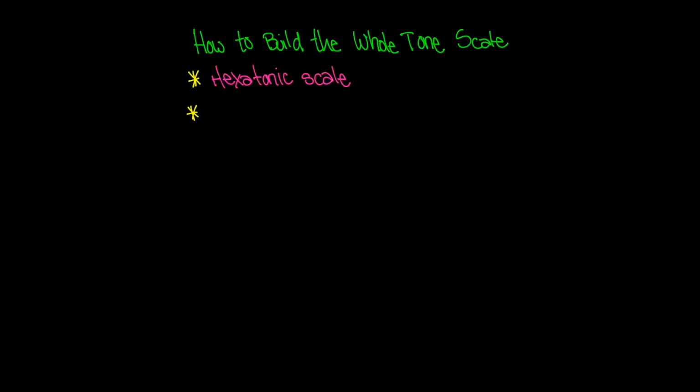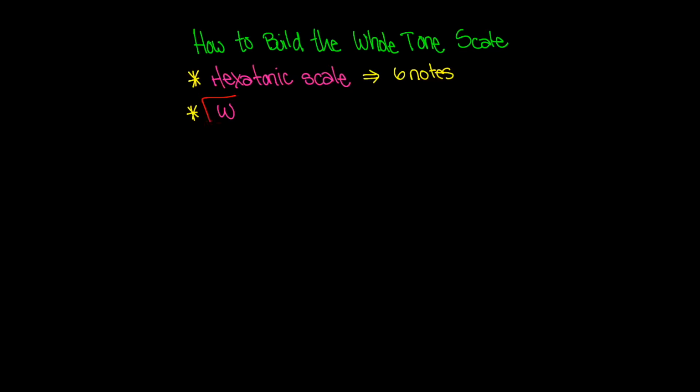Welcome back, everyone. In today's video lesson, we are going to look at how to build the whole tone scale. Now, a couple of quick notes about it. The whole tone scale is going to be hexatonic, and recall that hexatonic means that we're going to have 6 notes in the scale. The other interesting thing about the whole tone scale is it's built only of whole steps, right? So that is how you build it.